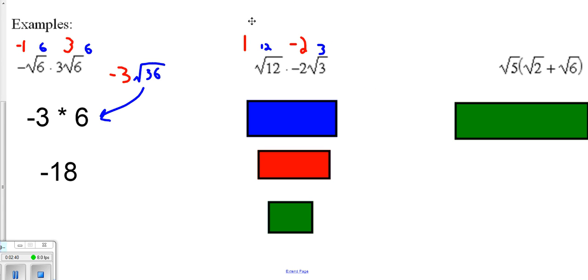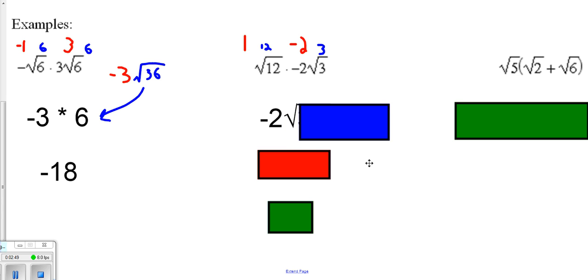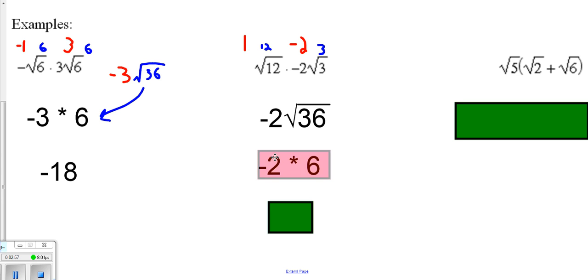When we multiply piece by piece, the coefficients become negative 2, and for the radicals, 12 times 3 is 36. So negative 2 times the square root of 36. Well, just like in our last case, the square root of 36 is 6, so it's negative 2 times 6. And negative 2 times 6 is just negative 12. So this would be our final answer then.